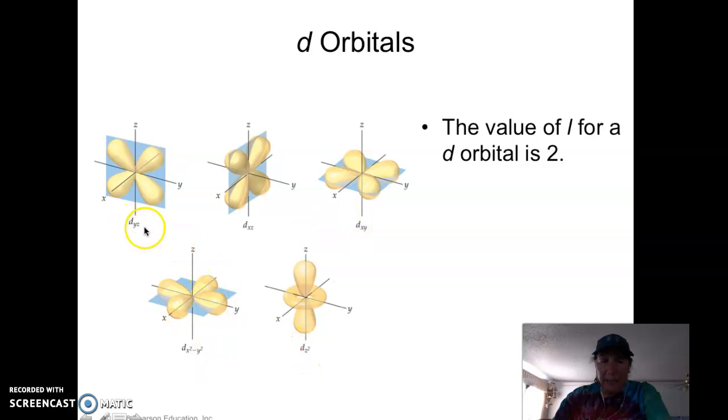But look at these guys. This one's on the Y sub Z. This one's on the X sub Z. This one's on the X sub Y. That's their axis they're on. This is the X squared minus Y squared. And this is the D Z squared.